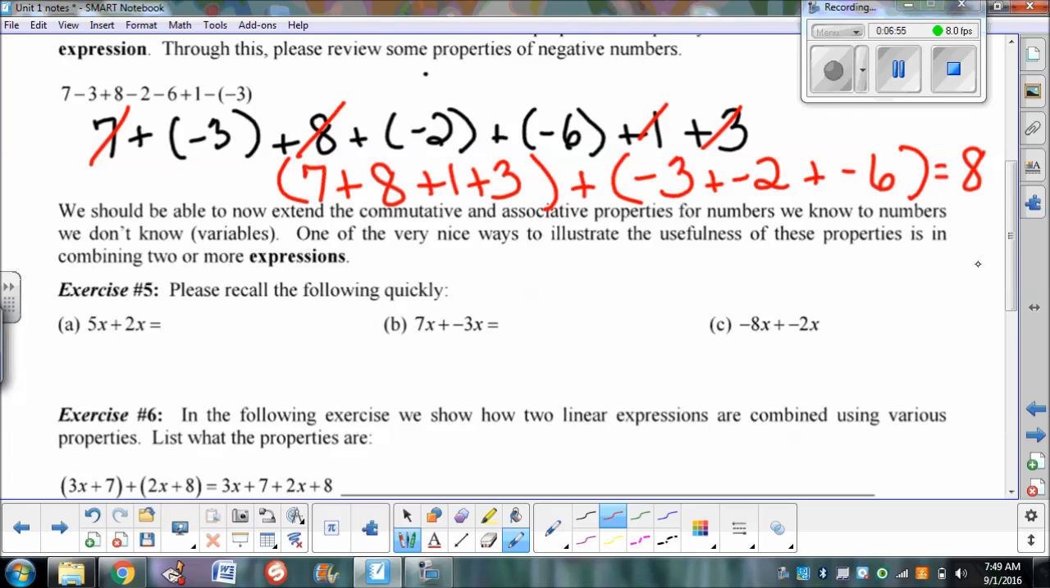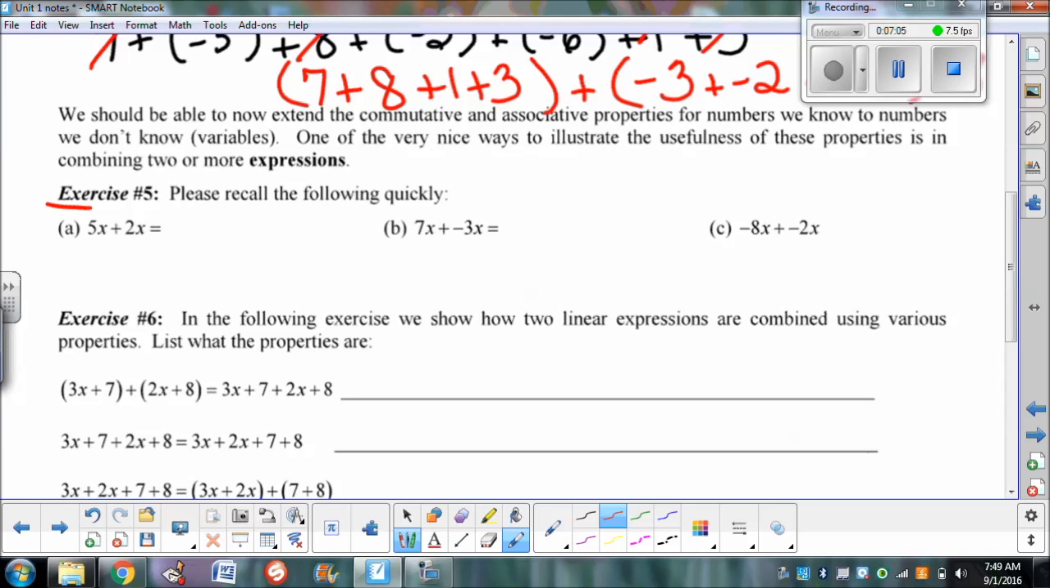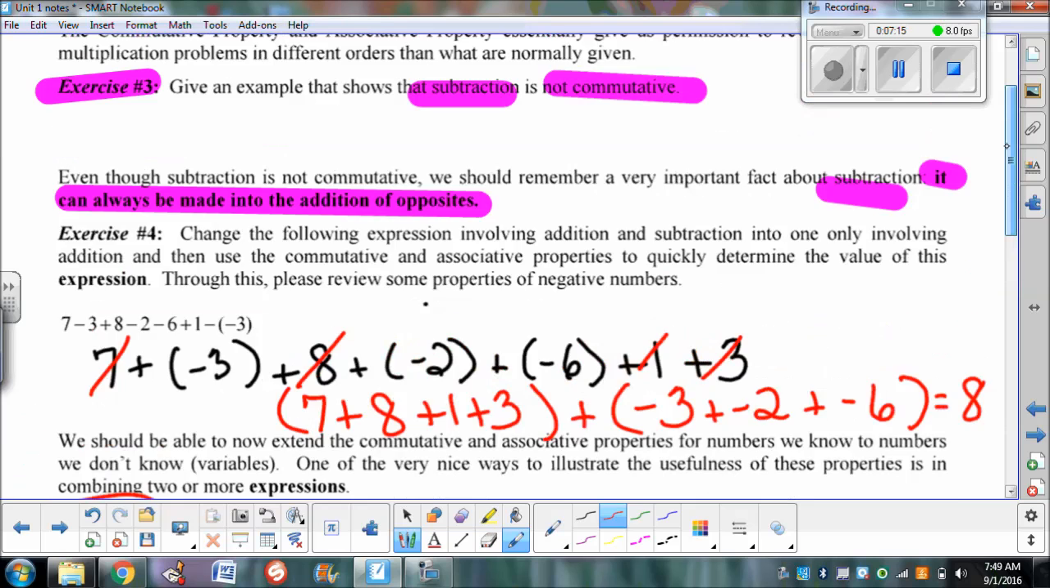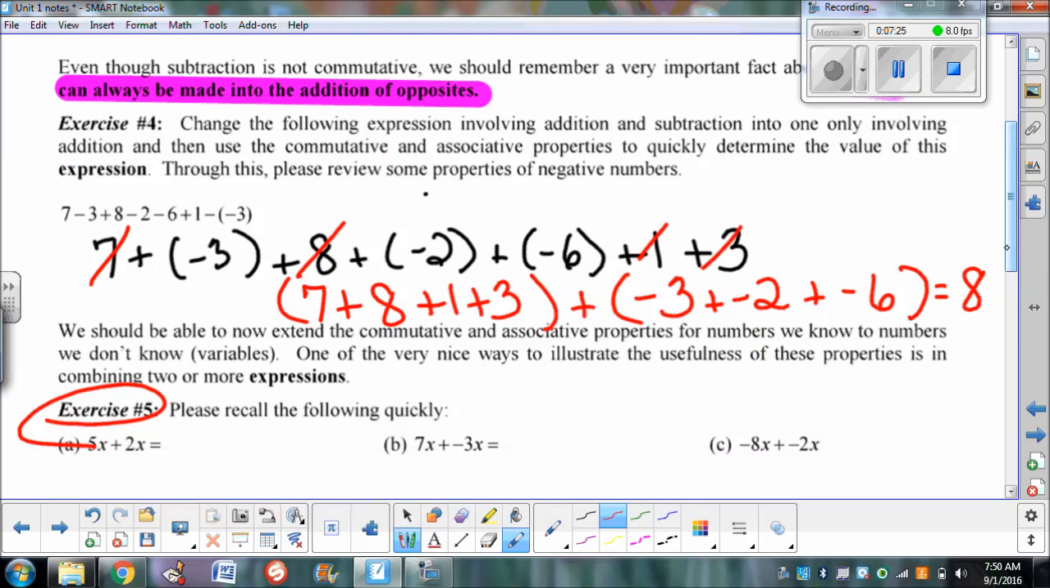One of the very nice ways to illustrate the usefulness of these properties is in combining two or more expressions. So I'm going to have you come to class with exercise 5 and exercise 6 and exercise 7 done. So there's 3 that I had you do there, plus exercise 3 up at the top. Please come to class with those done and ready to offer your answers and explanations to those. We'll see you in class.